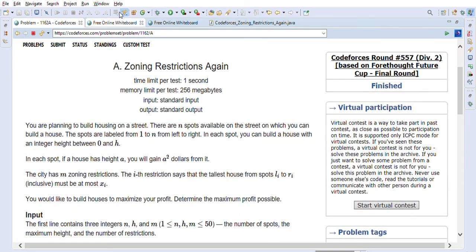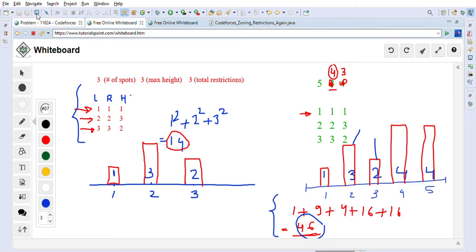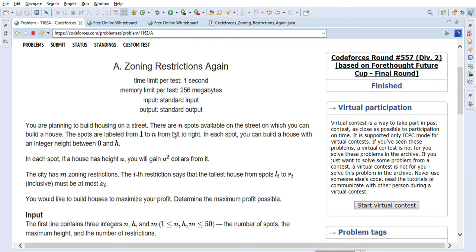It's a good problem for initial coding rounds. So I just thought that I'd make a video of this problem that will be helpful.